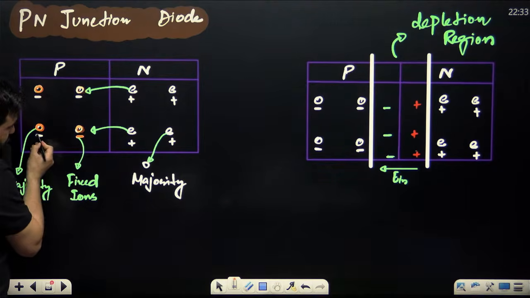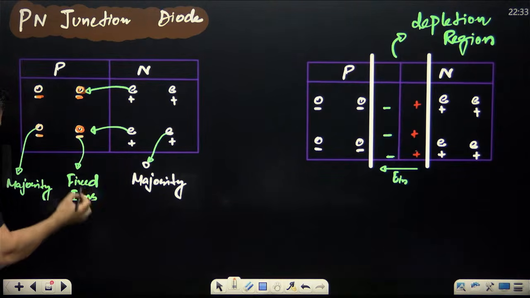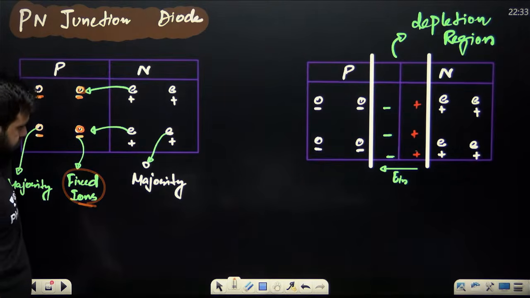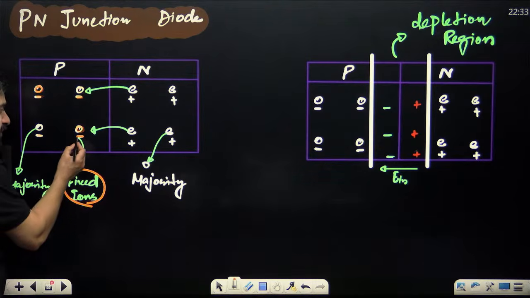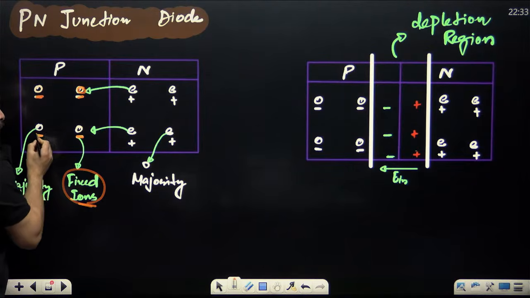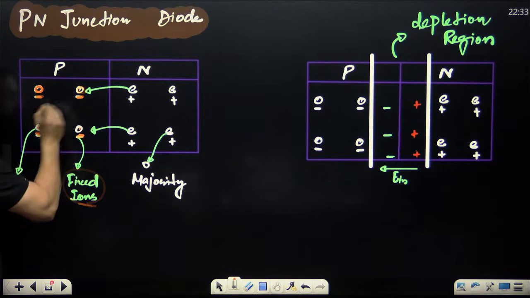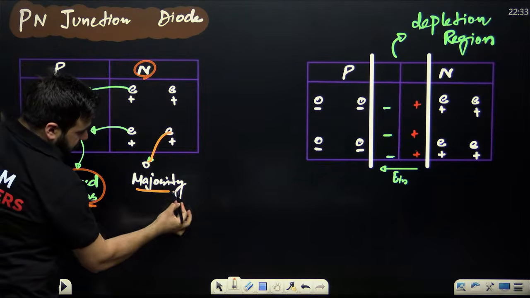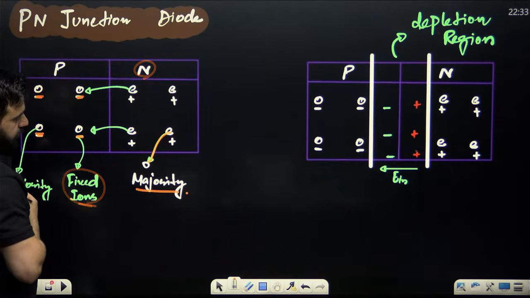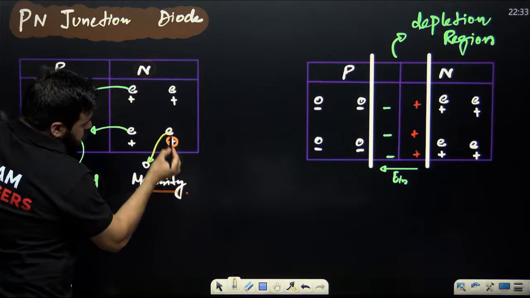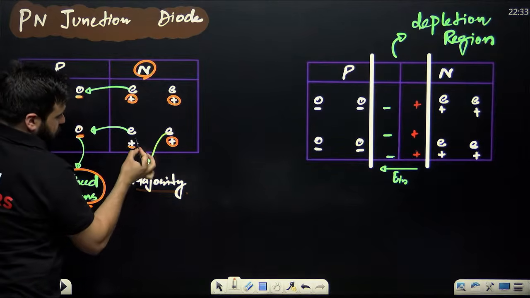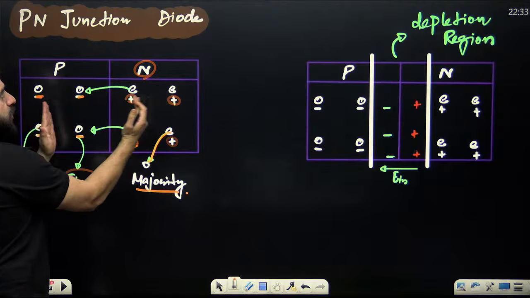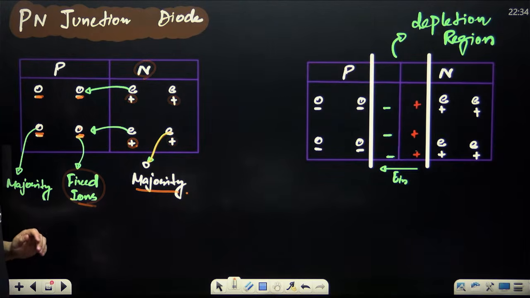And these are the negative fixed ions. Negative fixed ion means these are the boron negatives. These are the holes. In case of N-type semiconductor, majority charge carriers are electrons, and these are the phosphorus positive ions. When this P and N-type are joined together, this is called PN junction diode.